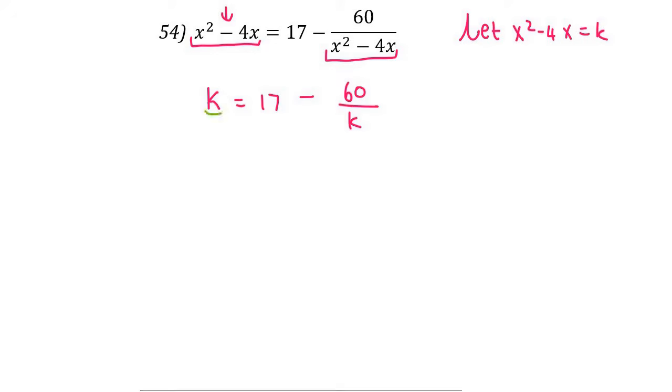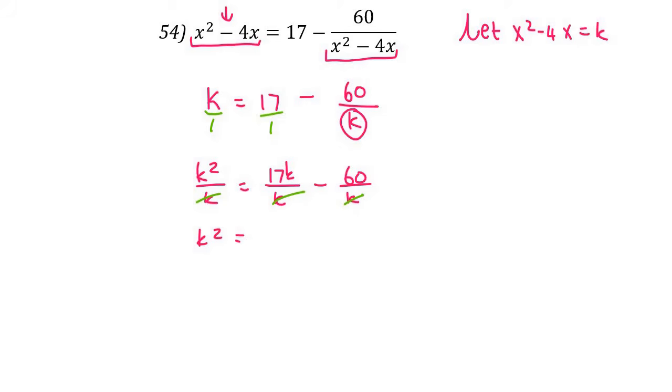Now we get a common denominator, because these are technically over 1. The common denominator is going to be k, so it's going to be k squared over k equals 17k over k minus 60 over k. Now the k's cancel because they're all the same, and so we end up with k squared equals 17k minus 60. We're then going to take it all to the left.